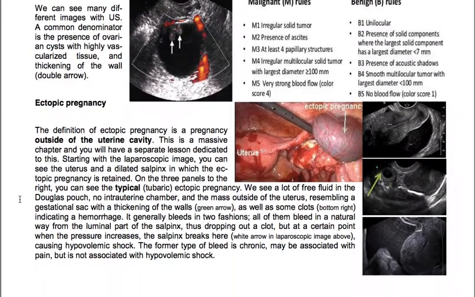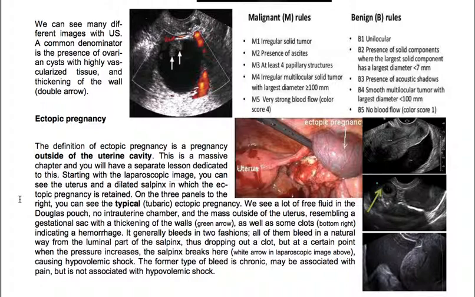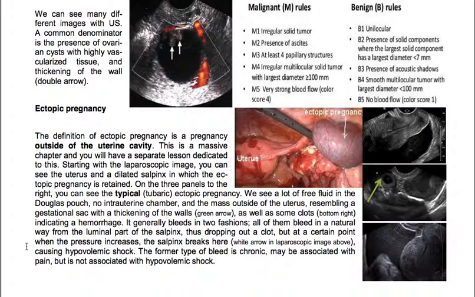Ectopic pregnancy. The definition of ectopic pregnancy is a pregnancy outside of the uterine cavity. This is a massive chapter, and you have a separate lesson. Okay, starting with the laparoscopic image, you can see the uterus. On the tube, you see the typical ectopic pregnancy. You see a lot of free fluid in the Douglas pouch, no intrauterine gestational sac, and the mass outside of the uterus.